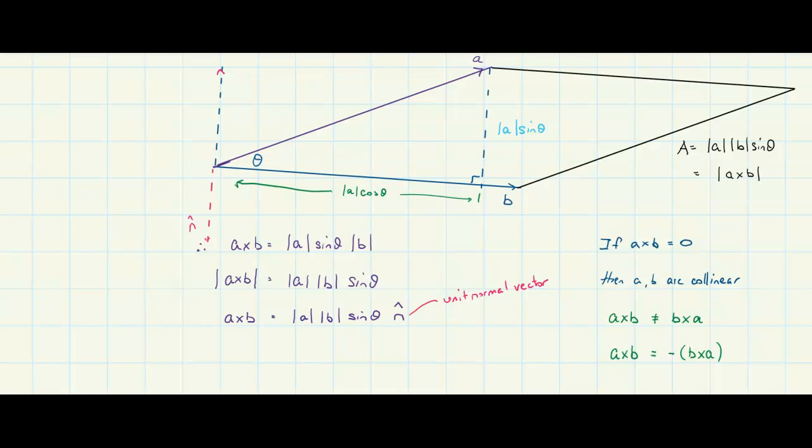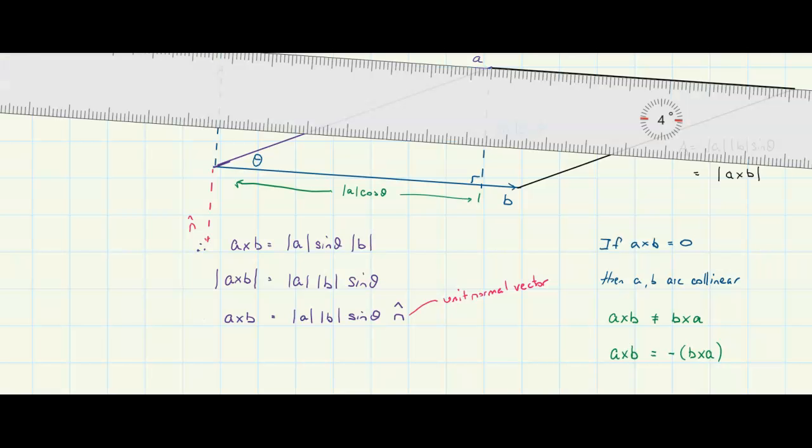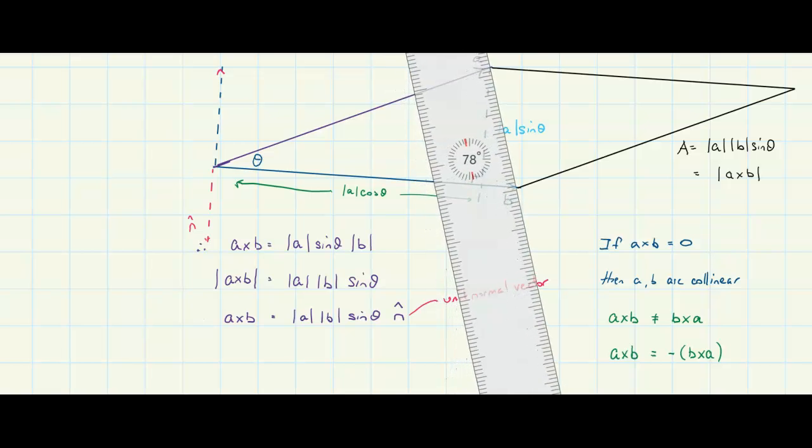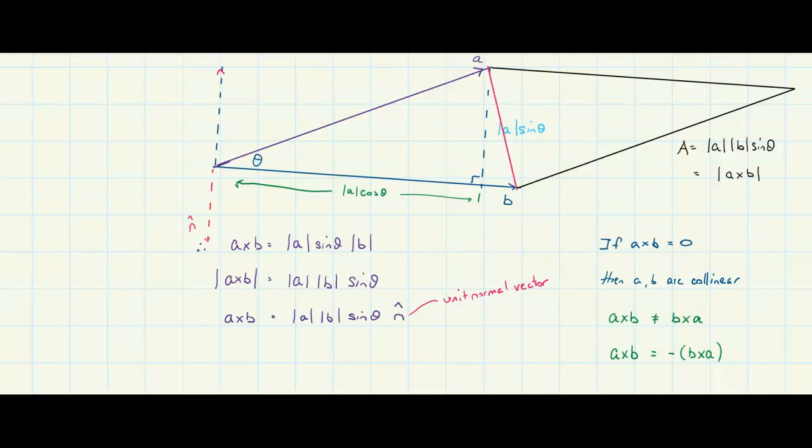In fact, we can add to that, if we join up the tail of A with B just down here, then the area of this triangle in here will be equal to 1/2 of the magnitude of A cross B. So this is all going to be really useful when it comes to finding areas and using our cross product.